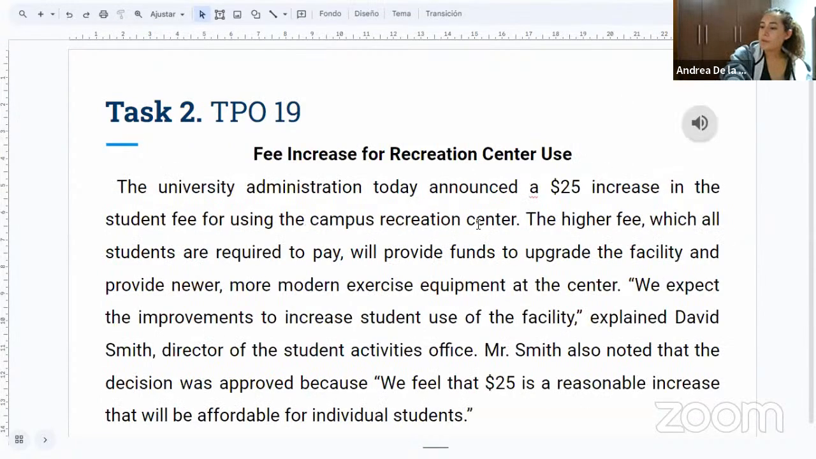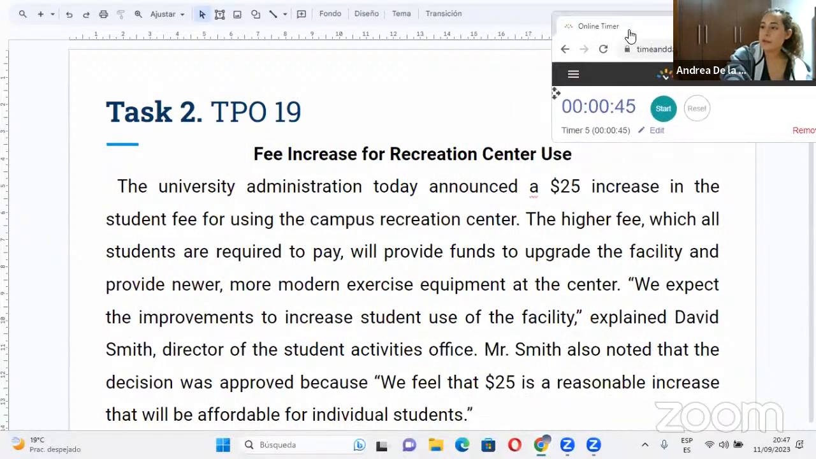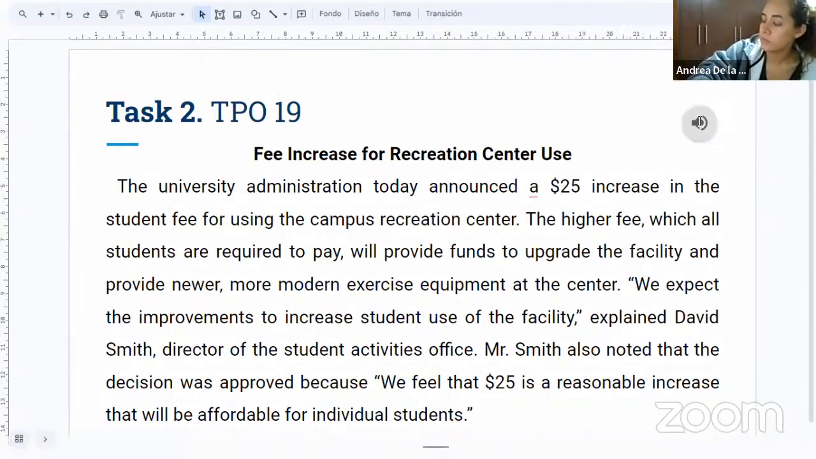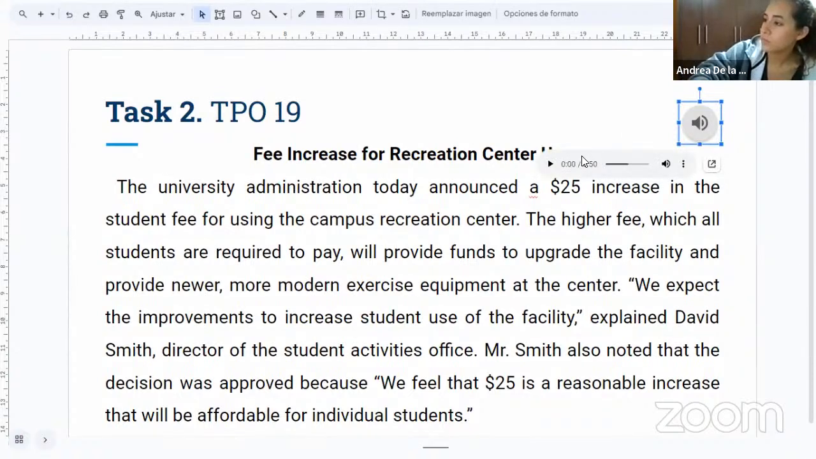So let's do this one here now. Please, you can start reading the text now. Now listen to two students discussing the article.